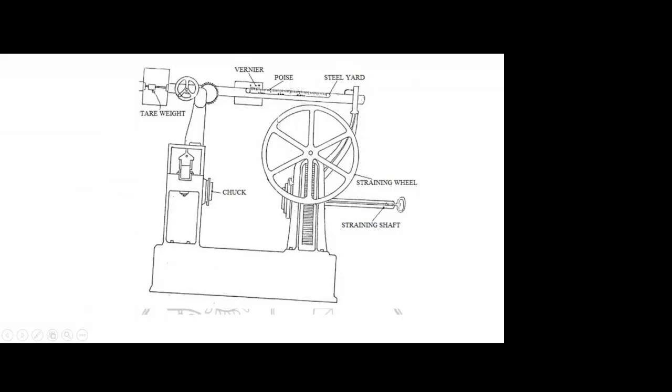And we have here a mechanism, a graduated scale provided for measuring the angle of twist. So during the test, we are measuring the angle of twist as well as the torque that is applied. And we are using the torsional equation to find out the modulus of rigidity and also the shear stress corresponding to a specific torque applied.